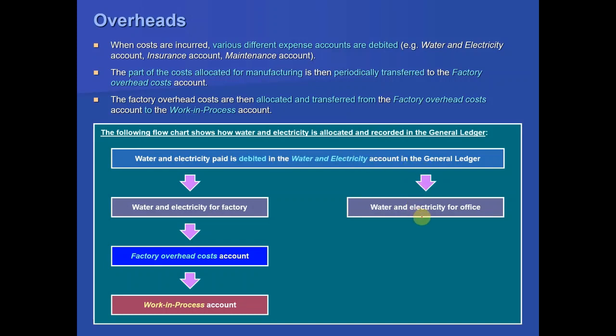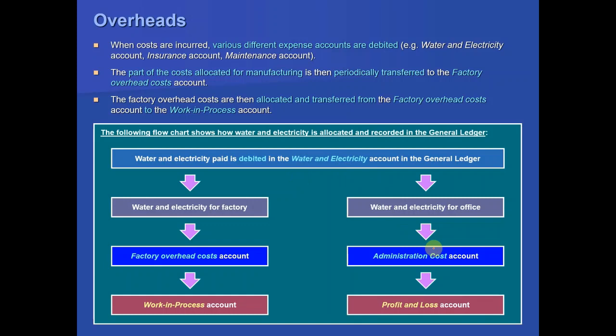The water and electricity for the office will also be credited. Remember, we had the water and electricity debited. We credit a portion of it to the factory overhead cost account. Now we are focusing on water and electricity for the office. So instead we will credit the water and electricity account, in this case with the administration cost account. For each credit we have a debit, so we will debit the administration cost account.